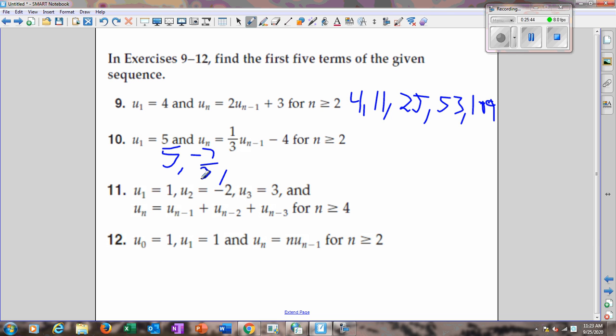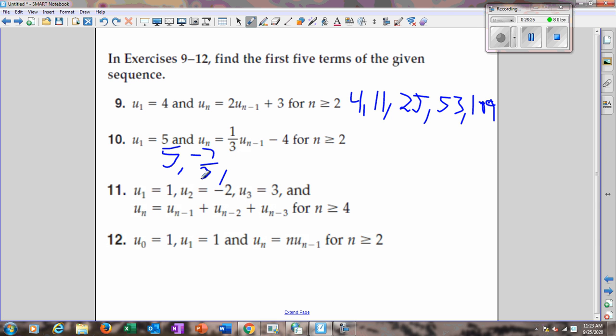Number 11, u sub 1 equals 1, u sub 2 is negative 2, u sub 3 is 3. And then we have our formula. So in order to find my fourth term, I need to do basically 3 plus negative 2 plus 1. That gives me 2. So it's 3 minus 2, which is 1, plus 1 is 2. So that's my u sub 4. To find u sub 5, I take the previous 3, so 2 plus 3 plus negative 2, add those together, I get 3.